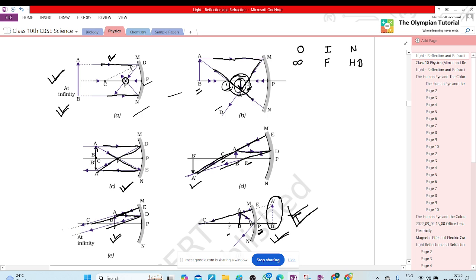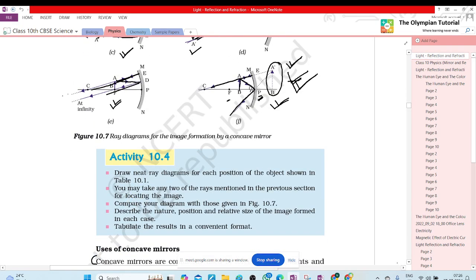As the object moves closer to the mirror, the image is formed farther away, further away, and in the last case image is formed behind the mirror, virtual and erect. Are you okay with it? All things you got till now? Okay, now uses of concave mirror.